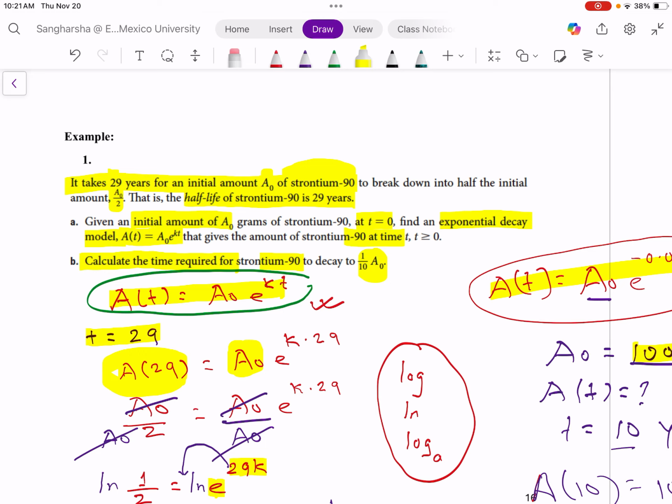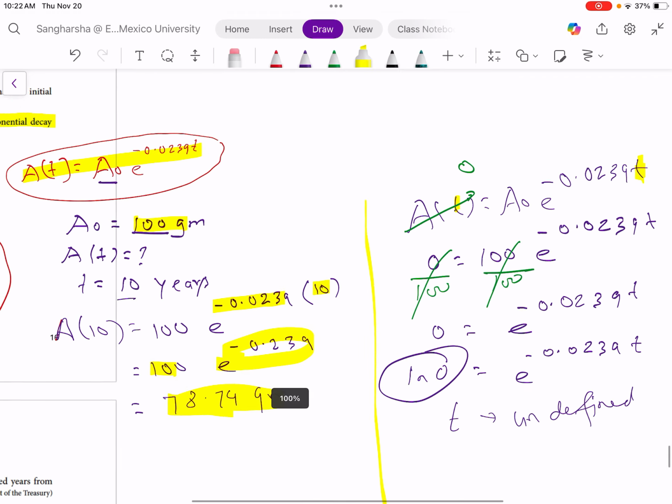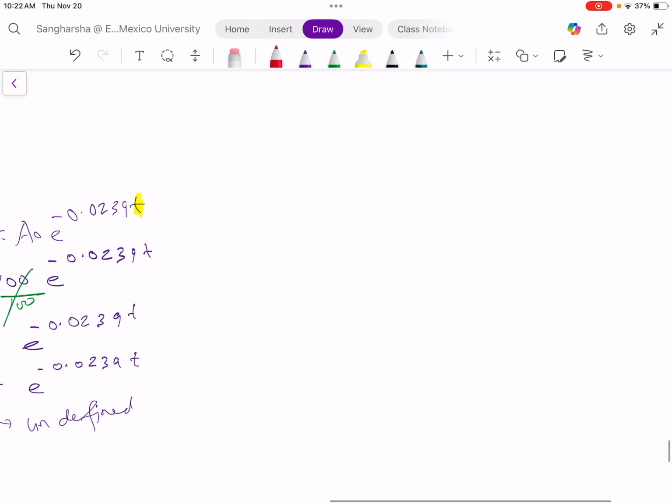If we take 100 gram as our original amount, what will be 1/10 of 100? 10, right? So we want to know how long this element takes to decay from 100 gram to 10 gram. Okay, so let's use the same model.